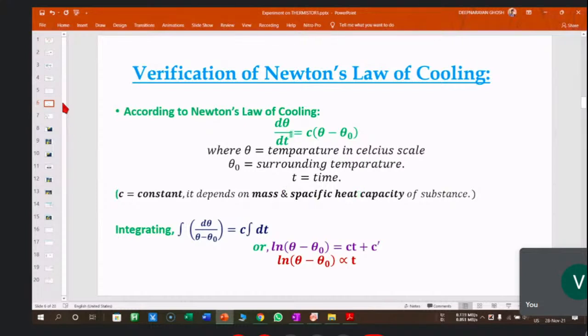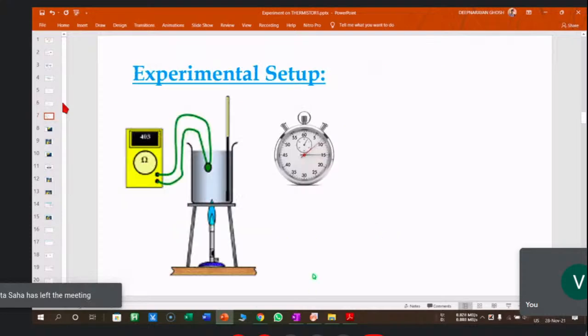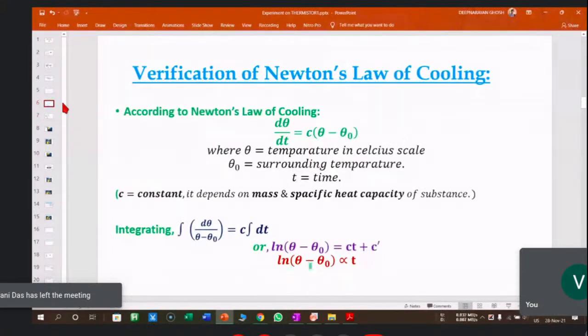Integrating this equation, d theta by (theta minus theta naught) equals C dt, I get the logarithm of (theta minus theta naught) equals Ct plus C dash. C dash is another constant, since there is no limit of integration. So again, the logarithm of (theta minus theta naught) is proportional to time, and it will also show a straight line curve.